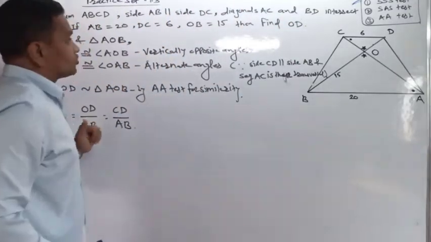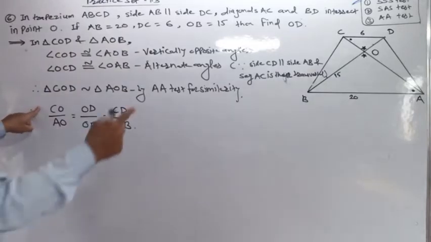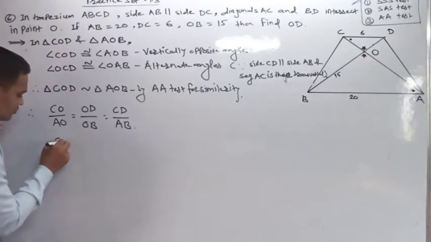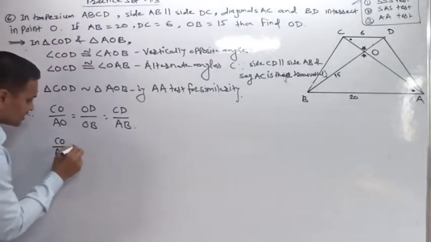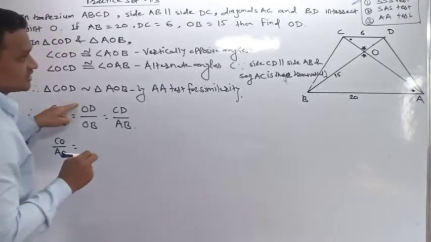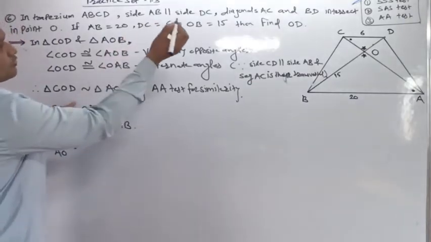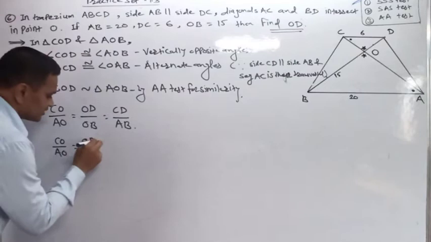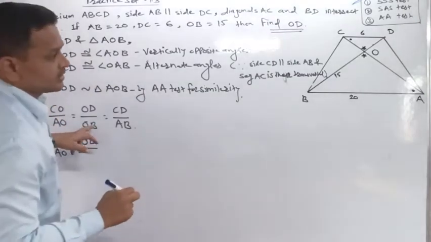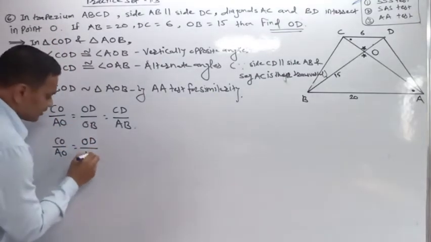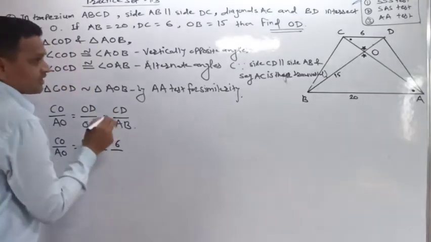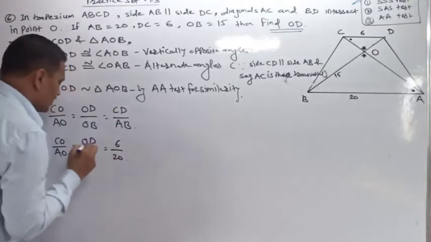Now substitute the values. Is CO given? No. Is AO given? No. CO divided by AO as it is. Is OD given? No, that is what we want to find out. Now write OD as it is. Is OB given? Yes, it is 15. Is CD given? Yes, it is 6. Is AB given? Yes, it is 20.